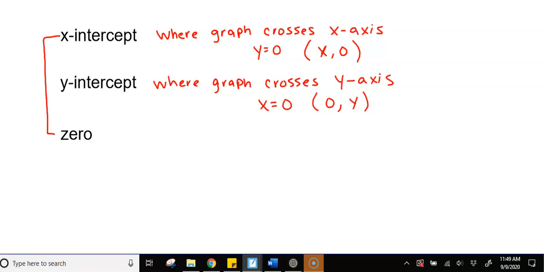They're the same, okay? So solve for x when y equals 0. So set y equal to 0, solve for x. Or if you're in function notation, you want f of x equal to 0. So not f of 0, but f of x equal to 0.